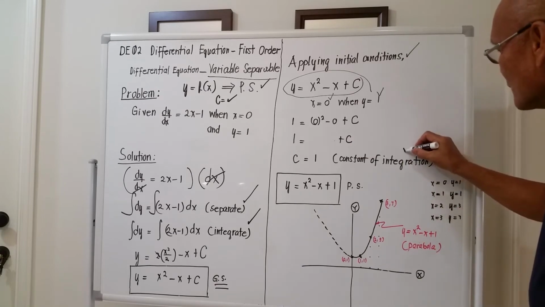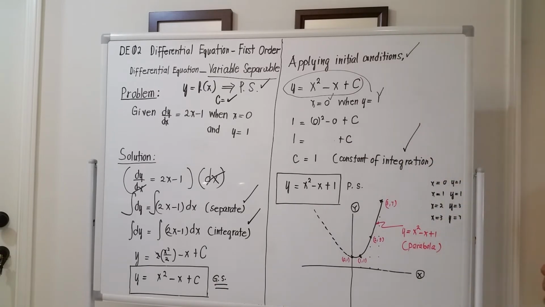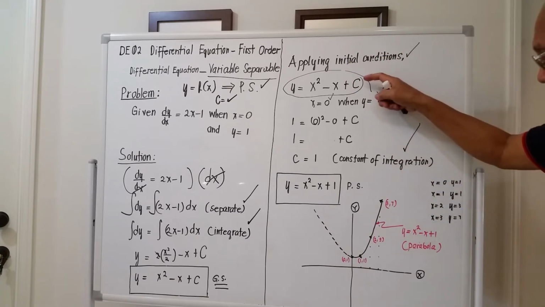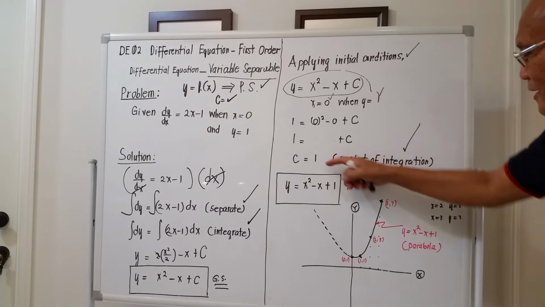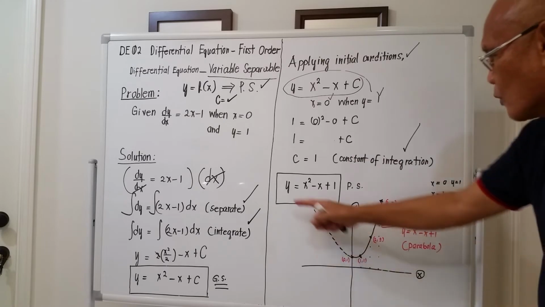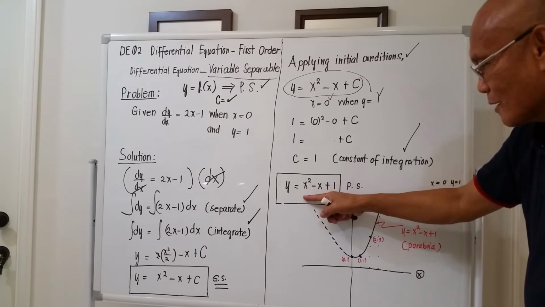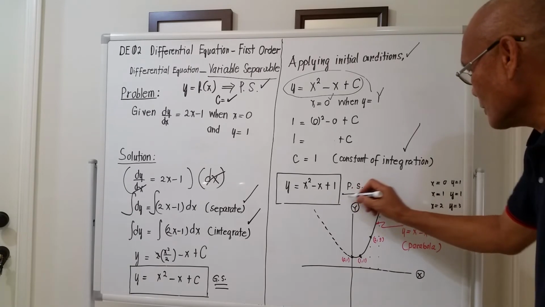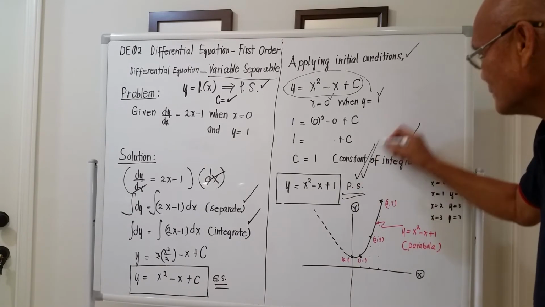The constant of integration. So if we go back to the general solution, we could replace this c here by the value 1. Okay? So what will now come out will be y equal to x squared minus x plus 1, and this is now the particular solution. This is our answer.